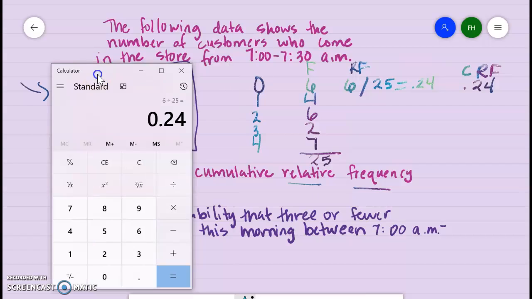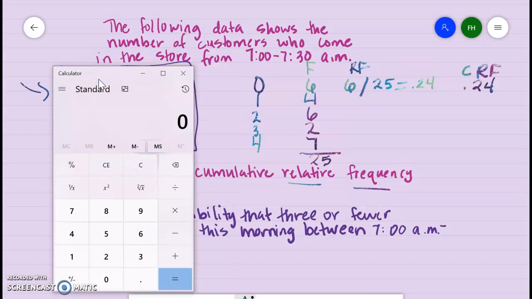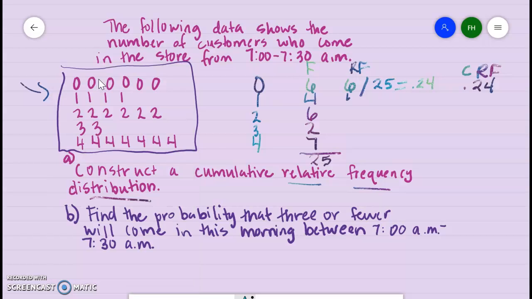Now for the second relative frequency, we have 4 in our frequency divided by 25. So 4 divided by 25. Let's go ahead and write these down. 6 divided by 25. 2 divided by 25. And 7 divided by 25. So to save time, if you'll use your calculator and work this as I'm working it, 4 divided by 25 would be 0.16.